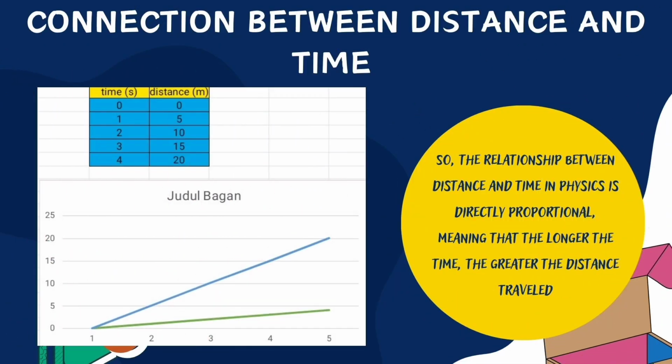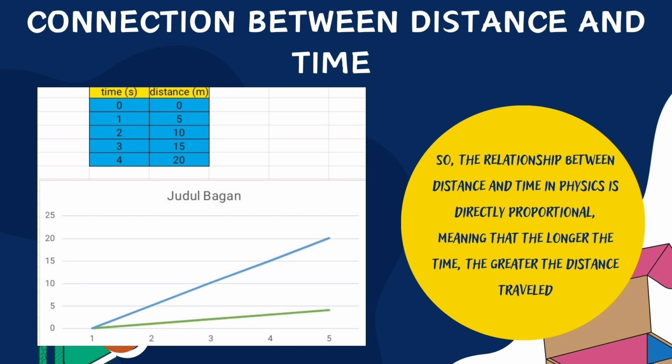The second material is about the relationship between distance and time. In the table example above, we can see that every second of time passed, the distance covered also increases. For example, when the time is 0 seconds, the distance traveled is 0 meters. However, after 1 second has passed, the distance traveled becomes 5 meters. And after 2 seconds have passed, the distance traveled becomes 10 meters and so on.